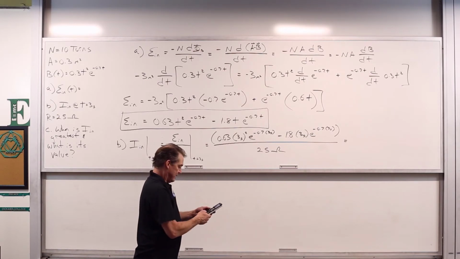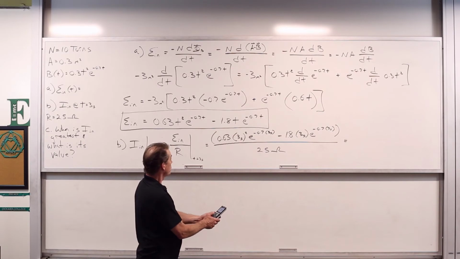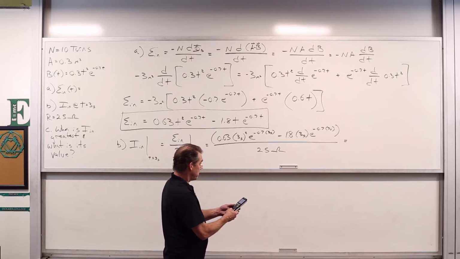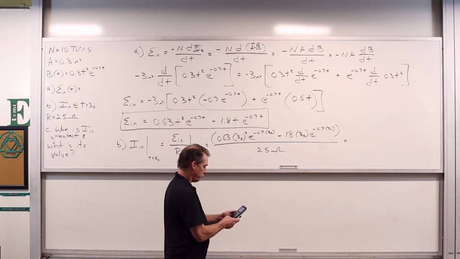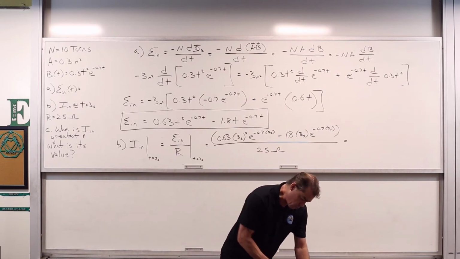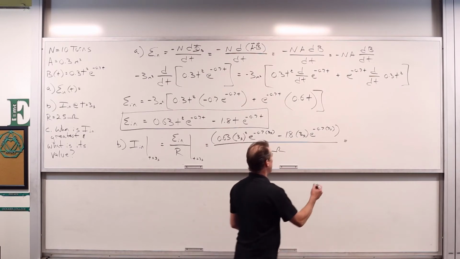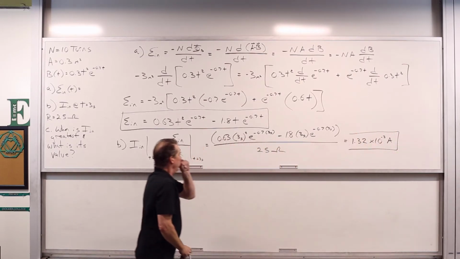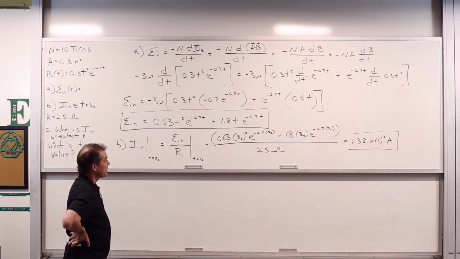0.63 times 9. Of 2.1, minus 1.8 times 3 times exponential of negative 2.1, divided by 25 gives us 1.32. We'll say 1.32 times 10 to the negative 3. There we go. There's the induced current at that specific moment in time. So that's fine. That's grand.